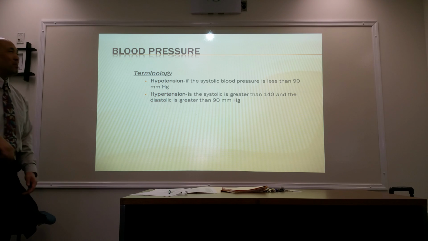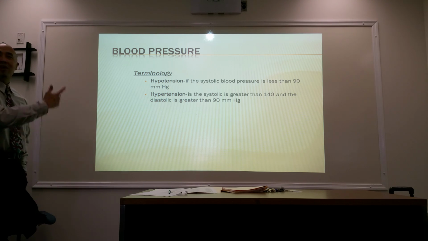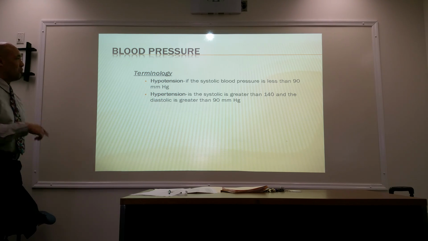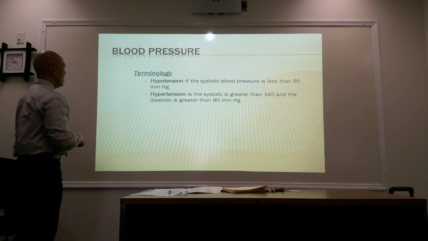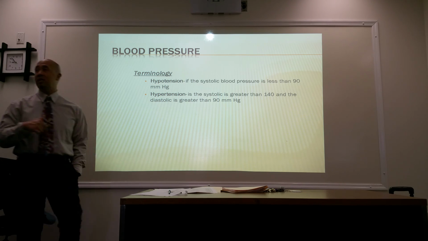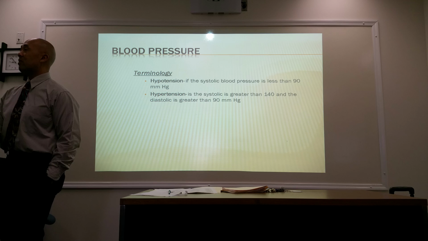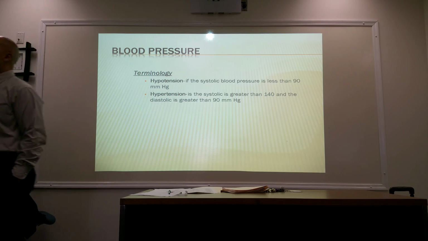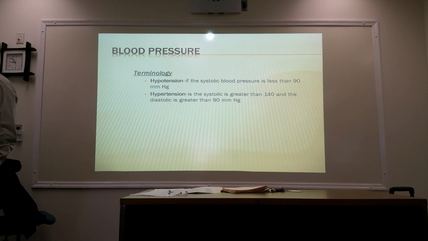Okay. Blood pressure terminology, we know what hypotension is, right? Low blood pressure, if the systolic blood pressure is less than 90 millimeters of Hg, that's hypotension. And hypertension, the systolic is greater than 140, and the diastolic is greater than 90. That's hypertension.